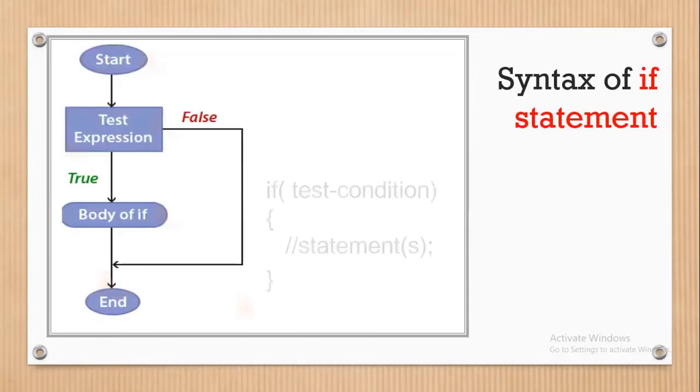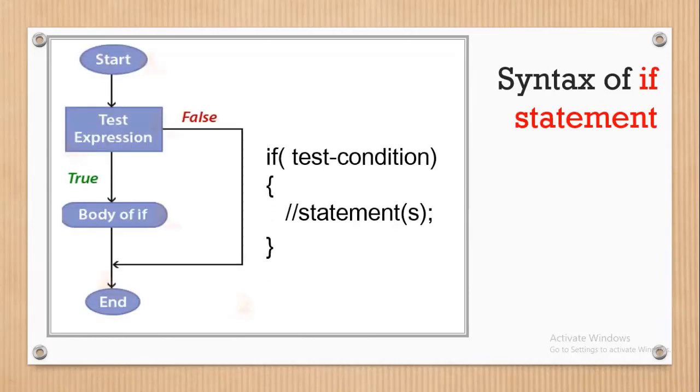First there is the simple if statement. The syntax of the if statement is: if, then a bracket, in which we are supposed to provide the test condition, and in the block there are a few statements which are followed if the condition is true. Here the working method of the if condition will be given. First there is a test expression. If the condition is true, the body of the if statement will be executed. If not, then it goes outside the if condition.